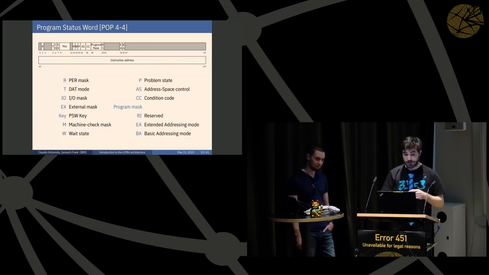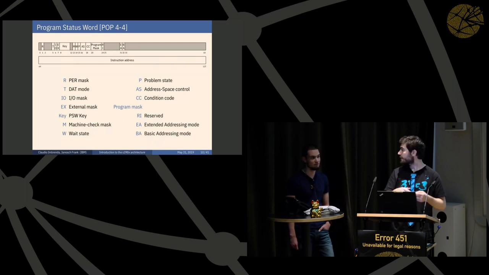Program mask is to mask some exceptions relating mostly to floating point, not very important. And EA and BA is for addressing mode, because you can still have programs that need to run in 24-bit addressing mode, in which case wrapping around needs to be performed at 24-bit boundaries, not at 31 or 64. So you need to have the right bits there, otherwise things don't work.